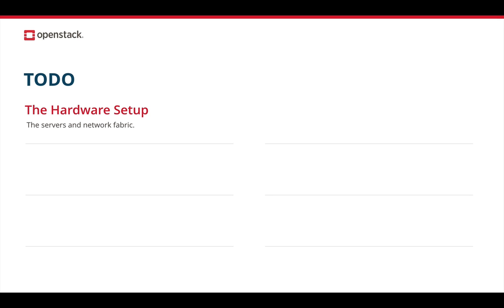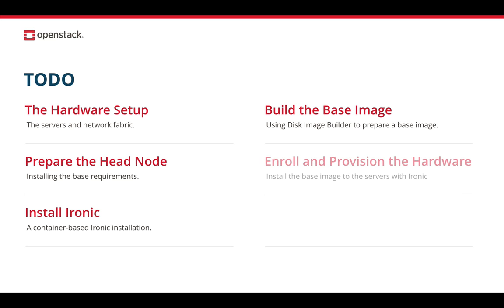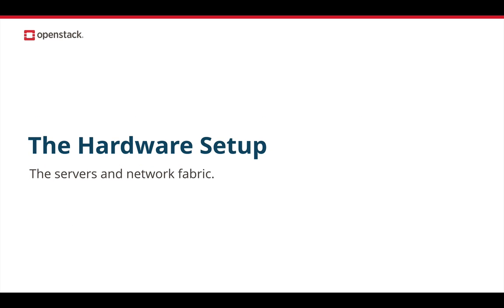So we're going to talk about the hardware setup we're using in this demo. We're going to then prepare the head node, install Ironic onto the head node using a container-based installation, build a base image for deploying on the worker nodes, enroll and provision the hardware using Ironic, and then install Kubernetes on top of that hardware. Okay, so let's begin.